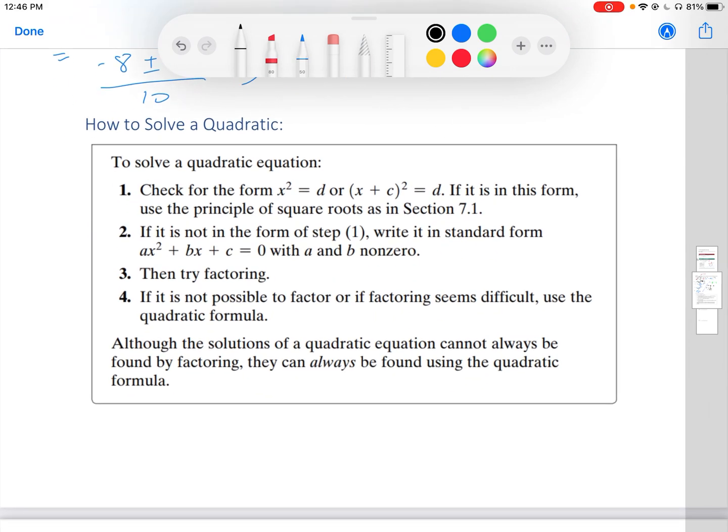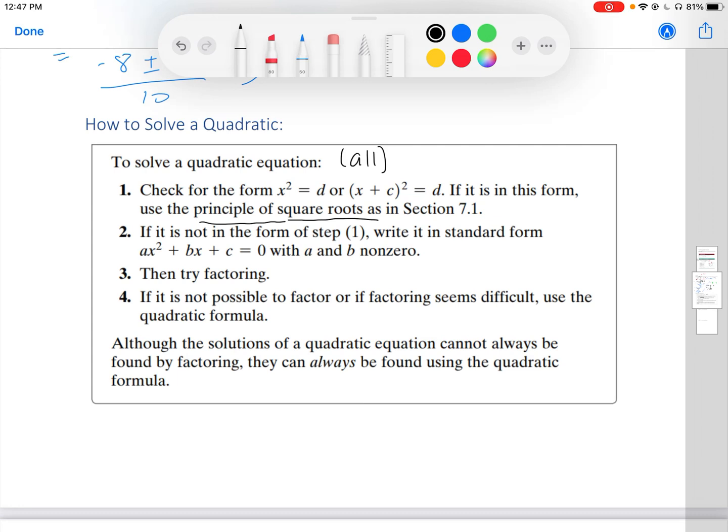How to solve a quadratic. Check for the form x squared equals d. So before I start, these are all the ways to solve a quadratic, including what we learned in section 7.1. Back in chapter 4, we learned how to factor. This is it. So first, we want to see if we have the square root property. Meaning, do I have a variable squared equals a number or a product squared equals a number? If this is the case, our first step is to know that we can use the square root property. If not, try writing it in standard form and see what you have.